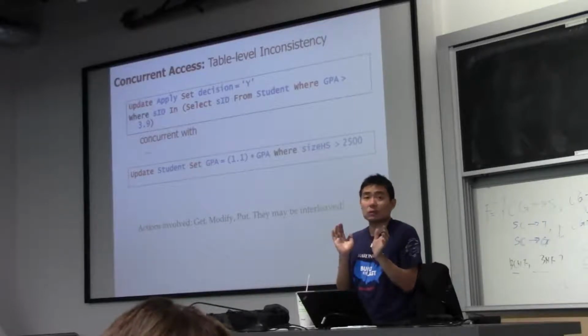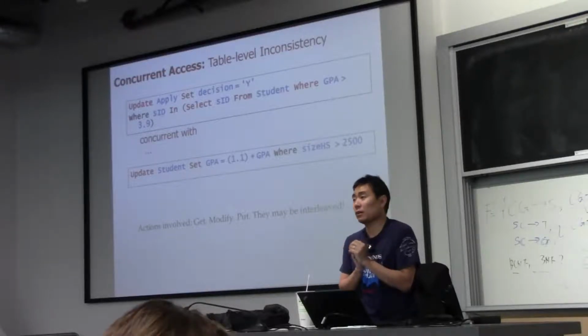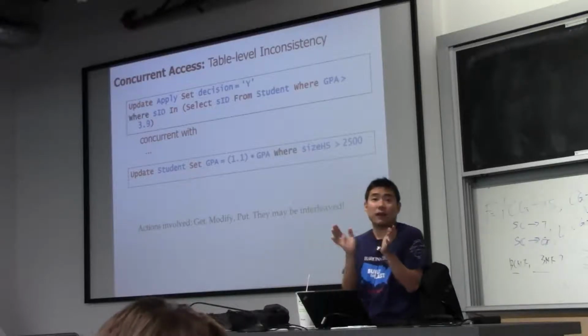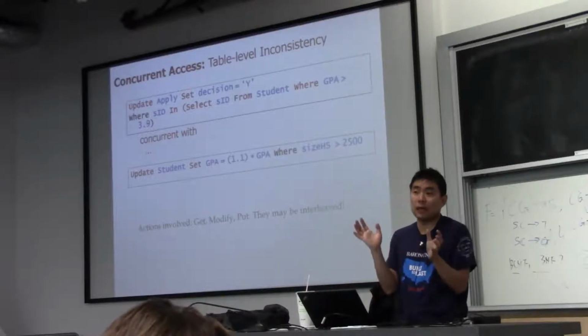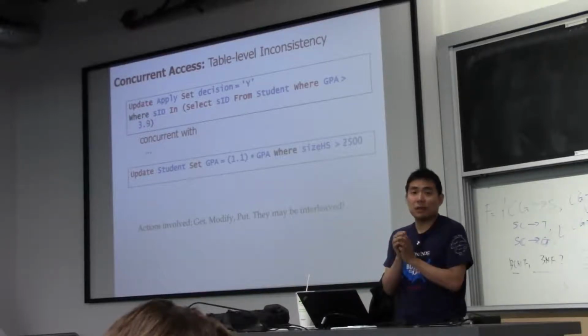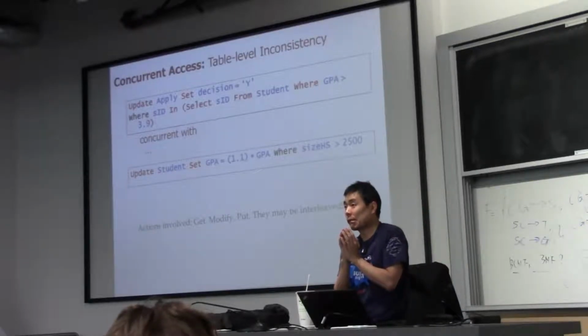For all the student records where GPA is greater than 3.9, their high school GPA is greater than 3.9. Does that make sense? And this may affect hundreds or thousands of students, depending on how many have applied to university and how many of them have a GPA greater than 3.9. Yes or no? Yes. Okay.